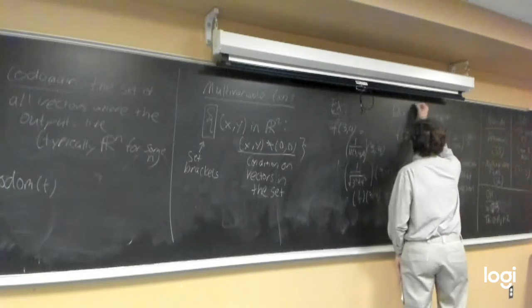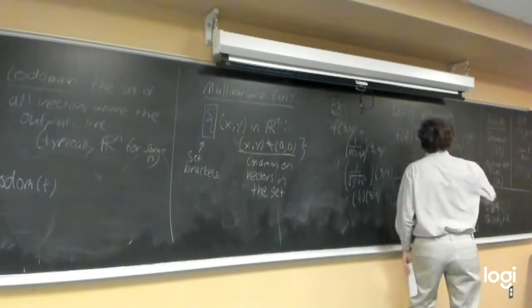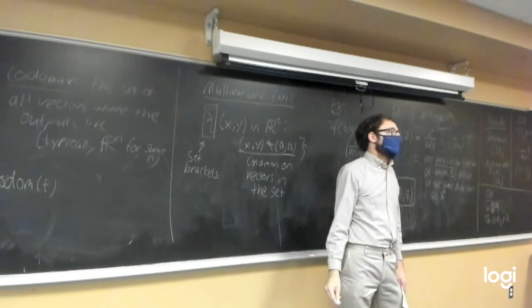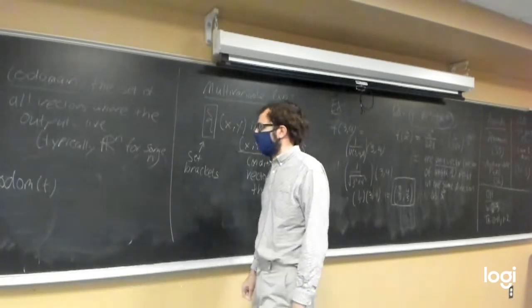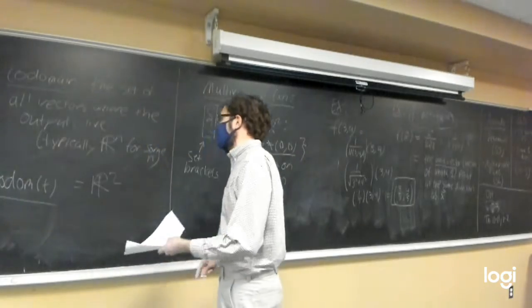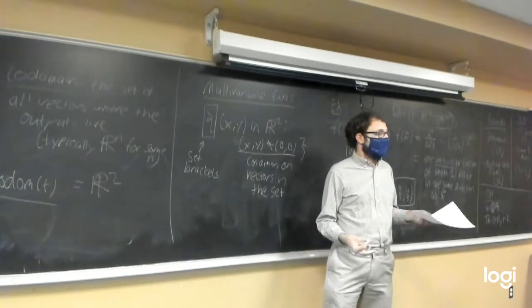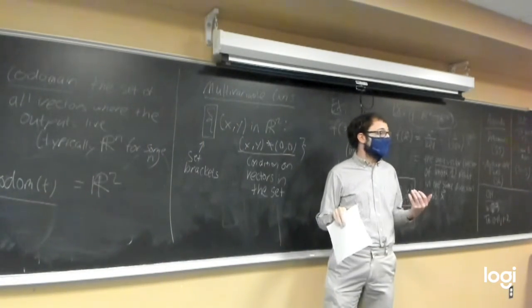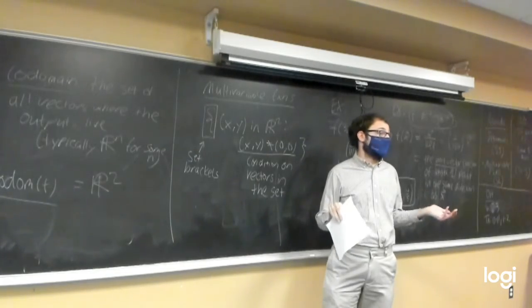If you ever see this sort of notation for your function, the one after the arrow is going to be your codomain. All of the outputs for this function live in R2. That's the codomain. Depending on your function, the codomain may be a different set entirely.